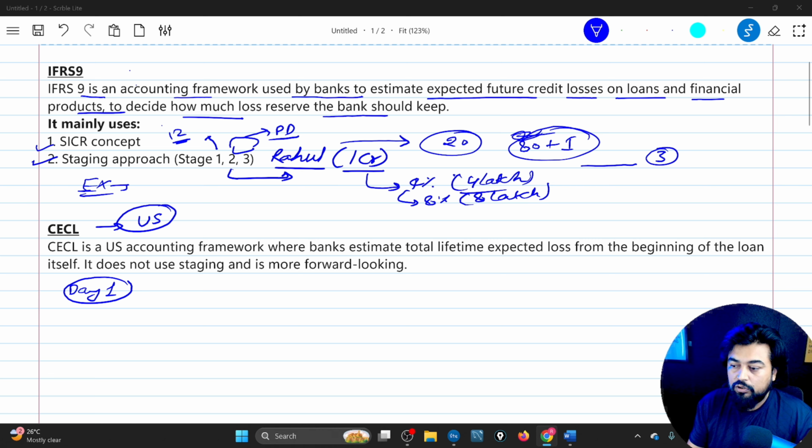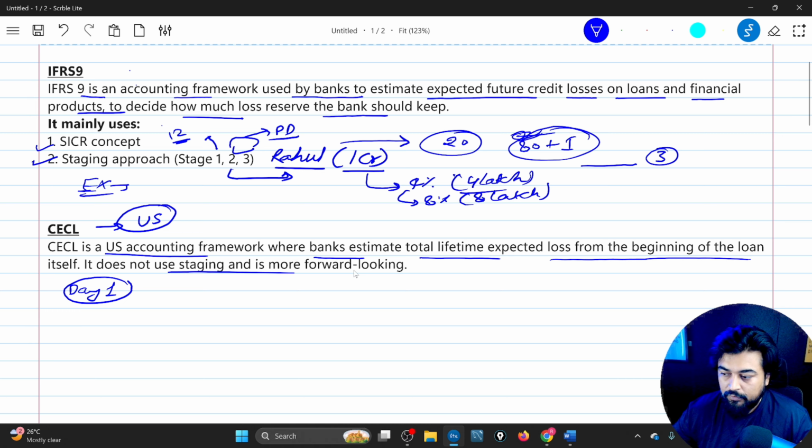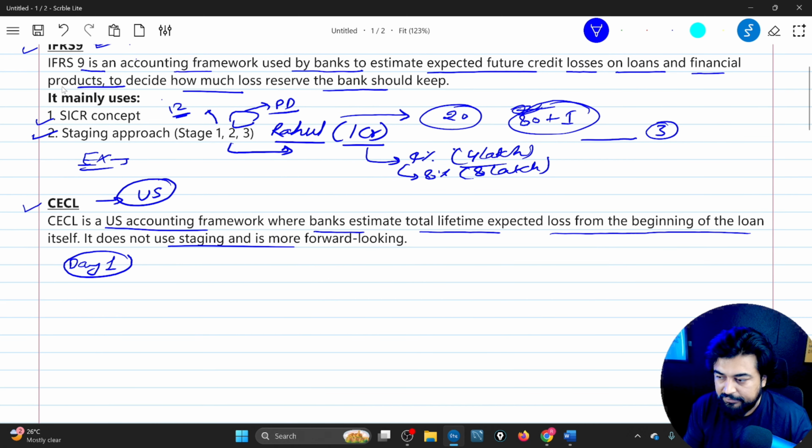That's the heart and soul of these two. Now, that's what I have mentioned here. CECL is a US accounting framework where banks estimate total lifetime expected loss at the beginning of the loan. It's not as widely used compared to IFRS 9. IFRS 9 is an accounting standard followed by almost the whole world, while the US focuses on CECL and IFRS 9 secondarily. They focus on both obviously, but CECL is more forward looking, so most of the banks are more inclined to it.